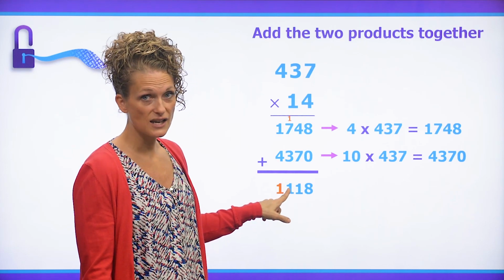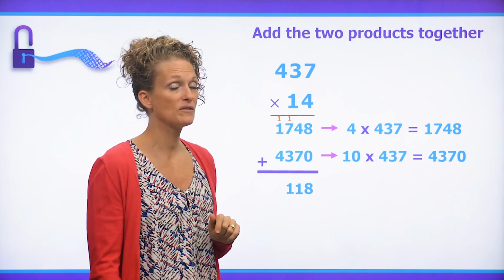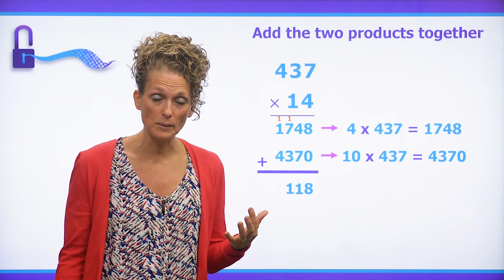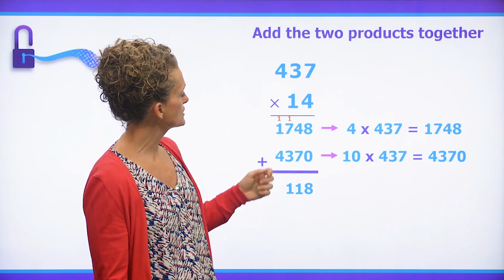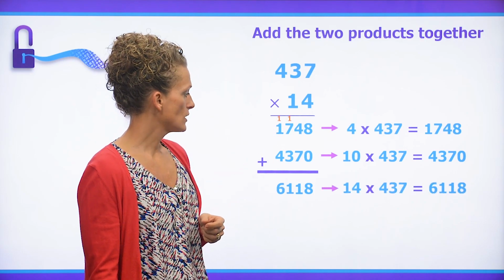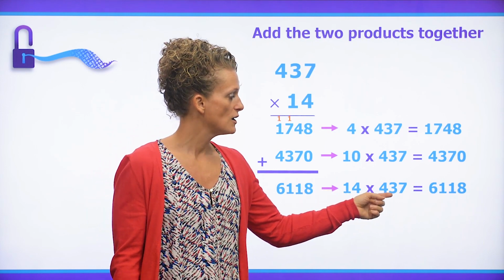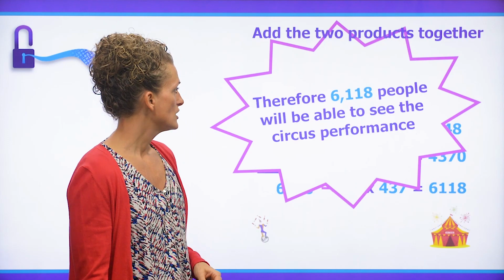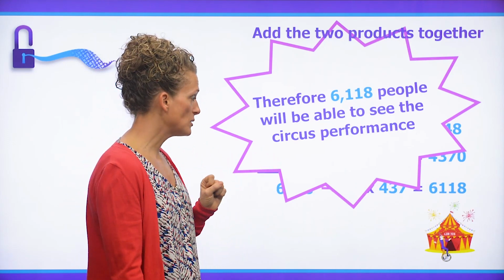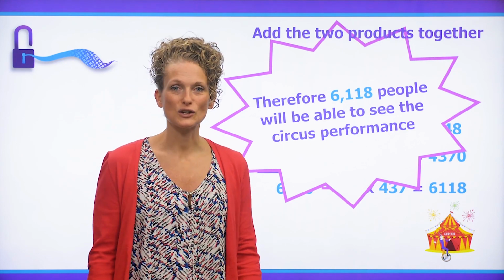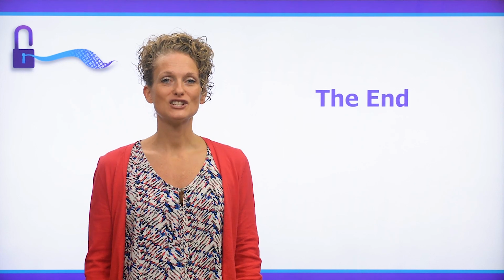So we're not out of digits yet, so we've got to regroup. So we keep our 1, and this 1 is going to go above the thousands column because that 1 represents 10 groups of 100. And finally, 4 plus 1 gives us 6. So that's what we get when we multiply 14 times 437. So therefore, we can say that 6,118 people will be able to see the circus performance. And that's your lesson on multiplying 3-digit numbers.